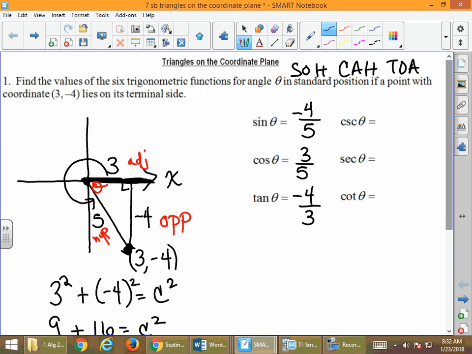CSC theta. CSC stands for cosecant. It is the reciprocal of sine. So if sine is -4/5, the reciprocal of -4/5 is -5/4.